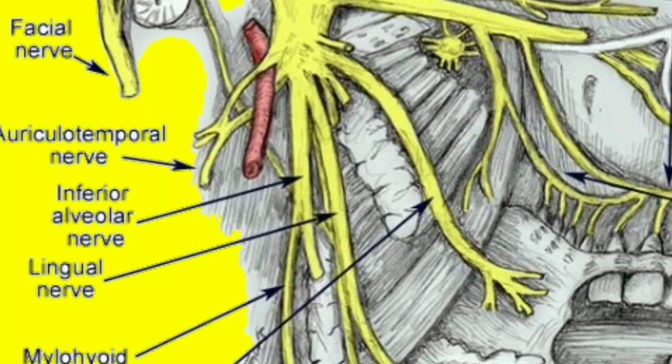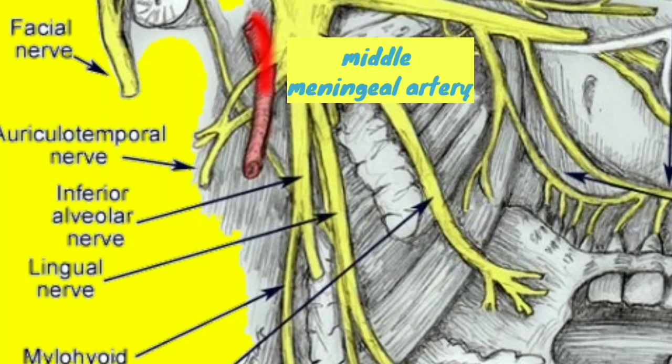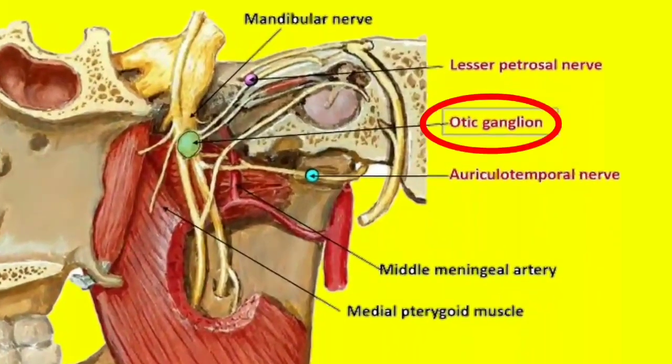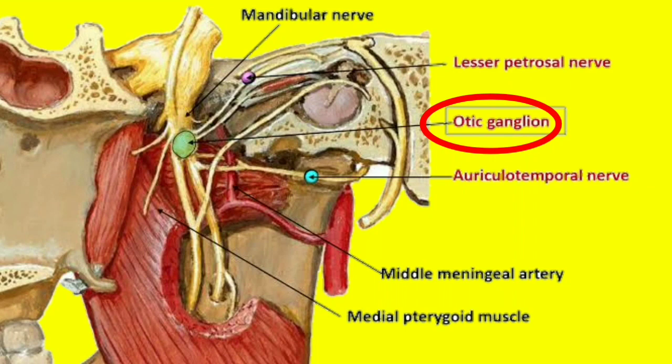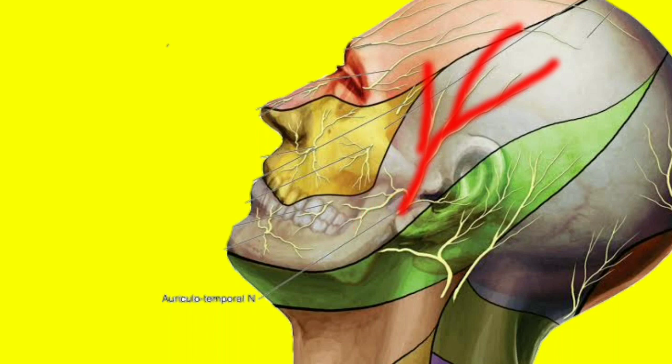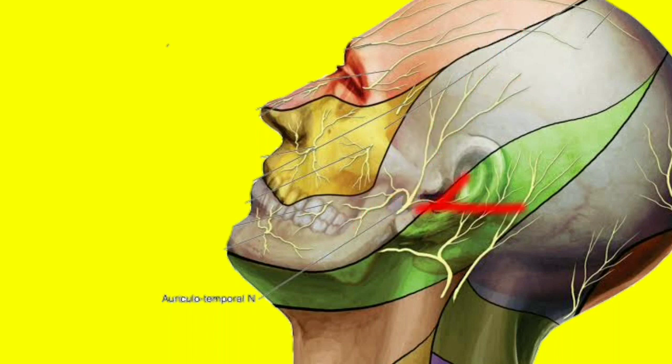The two roots converge in proximity to the middle meningeal artery. After converging, the secretomotor fibers run to synapse and join the otic ganglion, while the sensory fibers pass through the ganglion without synapsing to eventually innervate the anterior root of the auricle, the lateral part of the temple, the anterior external meatus, and the anterior tympanic membrane.